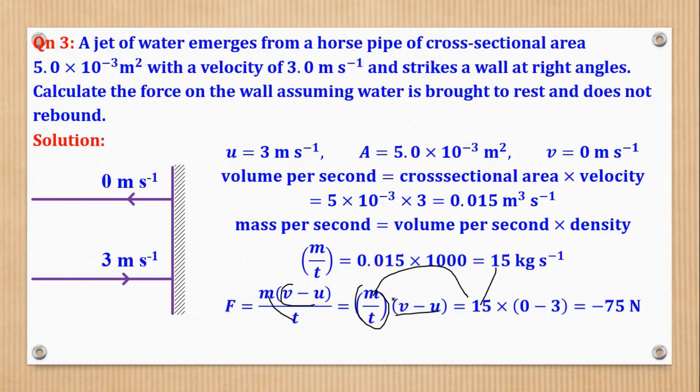Here there is a change in direction, but because this is 0, it is okay not to put a negative. But if it was a value, we would distinguish it by a negative. So 0 minus the initial, and in the end you come up with negative 75. So that negative shouldn't scare you. What you need to do is to conclude that the force on the wall is 75 newtons.